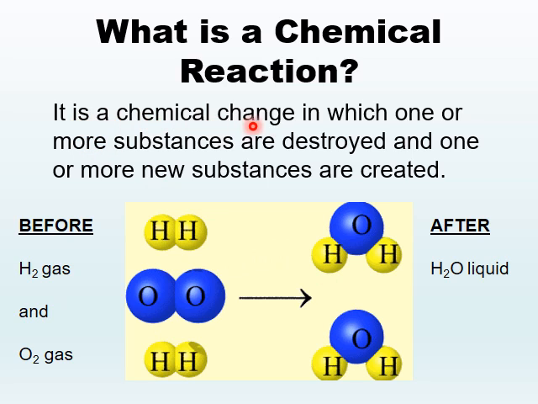It is a chemical change in which one or more substances are destroyed. Here hydrogen molecules and oxygen molecules are destroyed and they form water molecules, which is a totally new compound, and one or more new substances are created. These types of reactions are called chemical reactions.